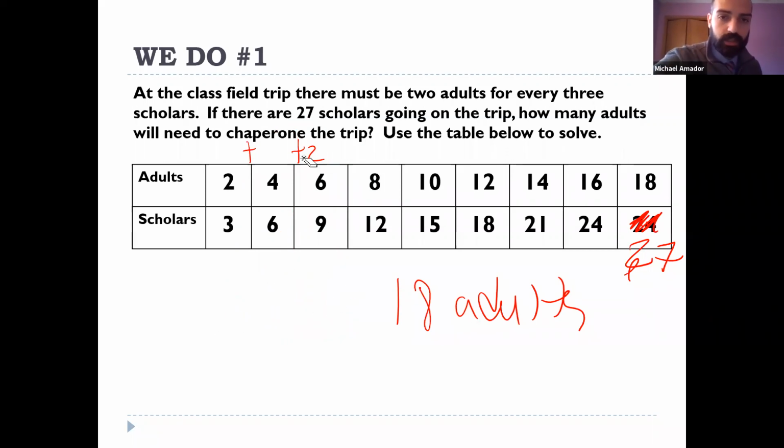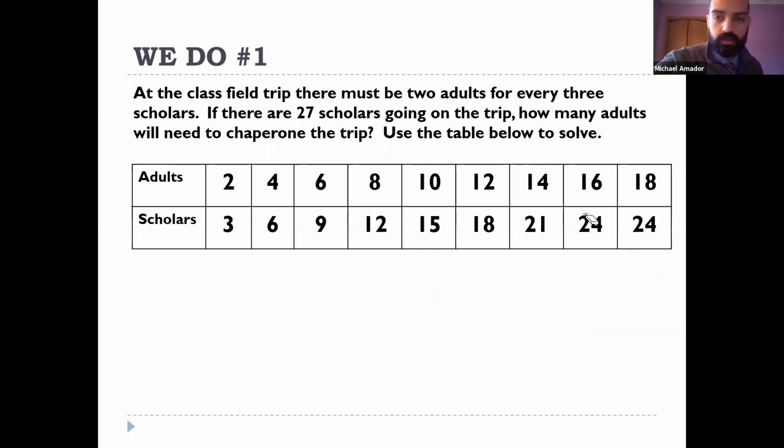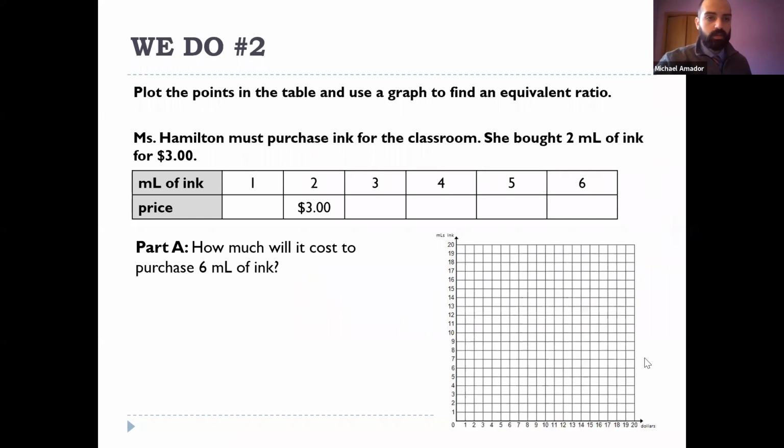Okay, everyone go ahead, look at the second we do and start reading that silently to yourself. Okay. We're being asked to plot the points in a table and use a graph to find an equivalent ratio. Ms. Hamilton must purchase ink for the classroom. She bought 2 milliliters of ink for $3. Part A asks us how much will it cost to purchase 6 milliliters of ink.